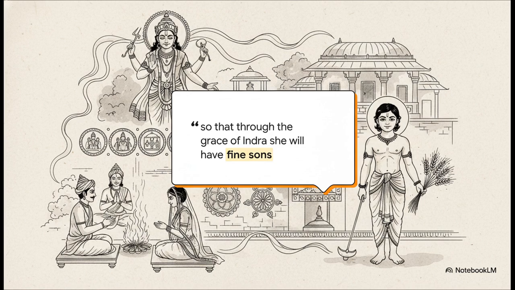It says, "I free her from here, but not from there. I have bound her firmly there, so that through the grace of Indra she will have fine sons and be fortunate in her husband's love." Producing fine sons wasn't just a preference. It was viewed as an absolute necessity to maintain the family's power, wealth, and spiritual continuity.